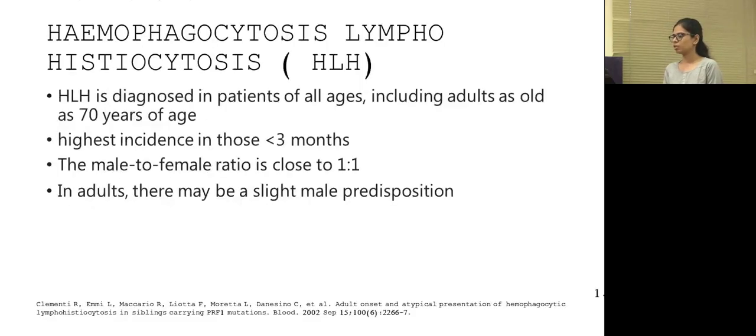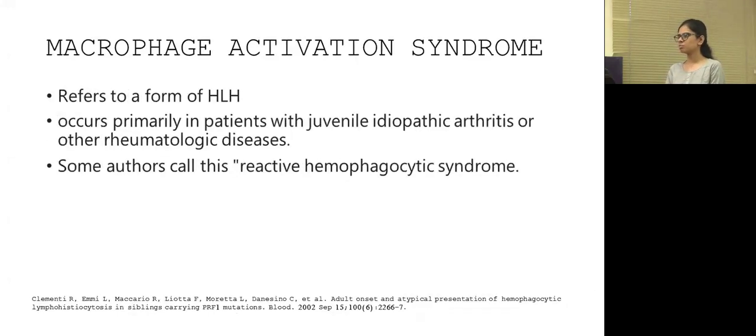So HLH, hemophagocytic lymphohistiocytosis, is more commonly seen in infants less than 3 months. Though it is common in the pediatric age group, it is seen in the elderly as well. And in adults, there is a slight male predisposition. Macrophage activation syndrome is nothing but HLH, a secondary HLH, secondary to rheumatological diseases. So considering it secondary to SLE, he satisfied the modified 2009 HLH criteria.